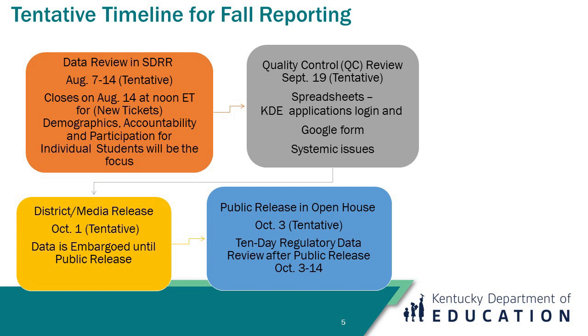Tentative timelines for fall reporting. We do have our data review, which, like I said, is the first thing we're going to be doing for our fall reporting. It's going to happen August the 7th through the 14th. At this time, you'll be able to make any changes to demographics of your students, accountability, and participation status for individual students, and this will be your focus during this time.